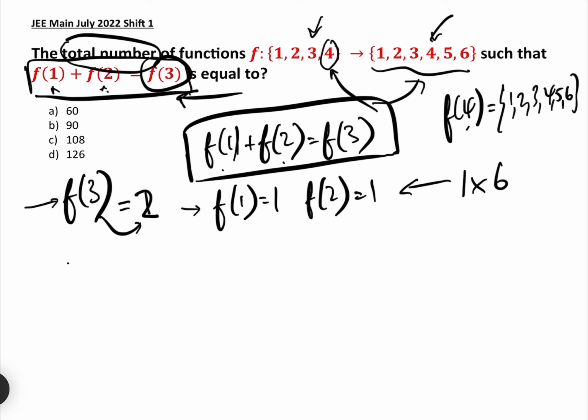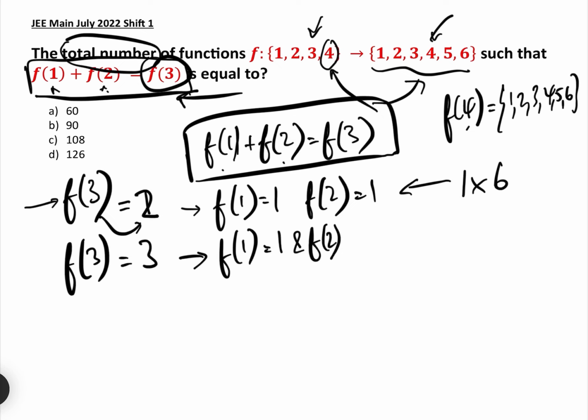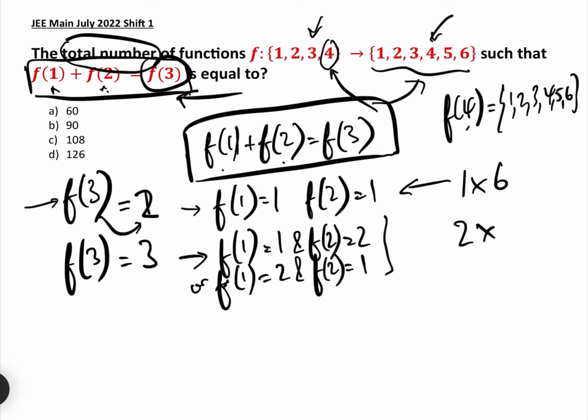What about if f maps 3 to 3? Okay, well, if it maps 3 to 3, we have 2 possibilities. 1 could map to 1 and 2 could map to 2, well, that would add up, or 1 could map to 2 and 2 could map to 1. That would work with this constraint here. So clearly here there are 2 possibilities, times, remember, 4 can be anything, so that would be 2 times 6. Okay, so let's have a look at what happens if f of 3 maps to 4.